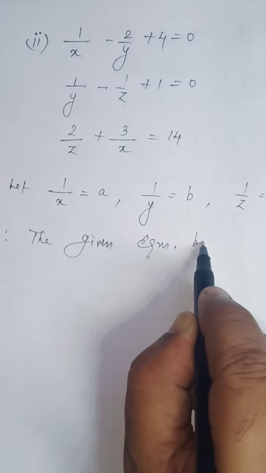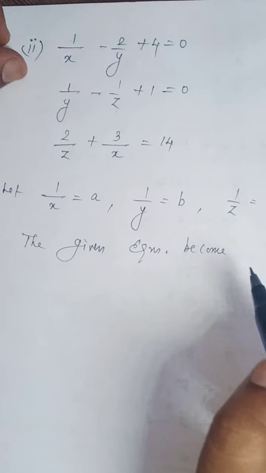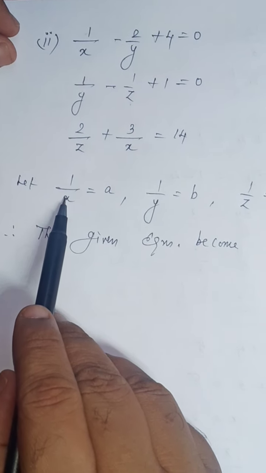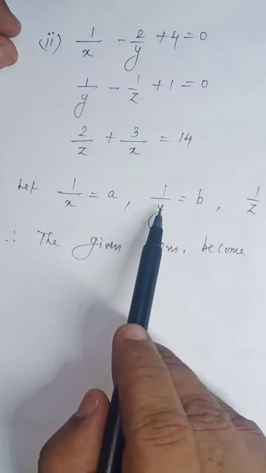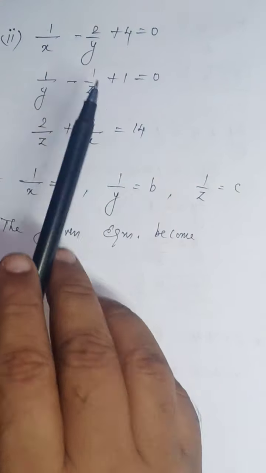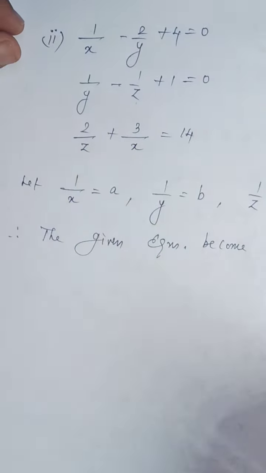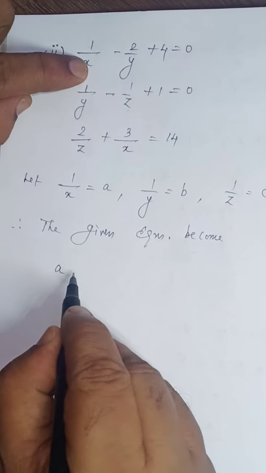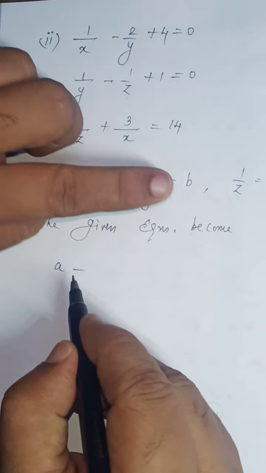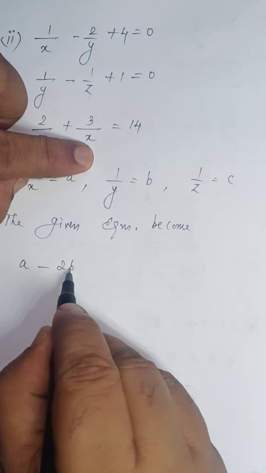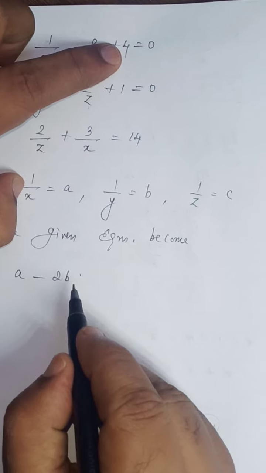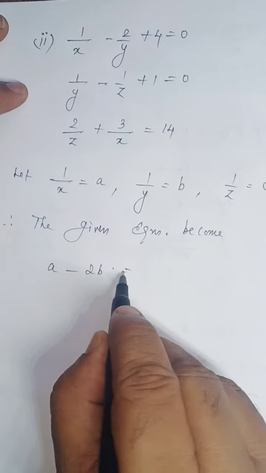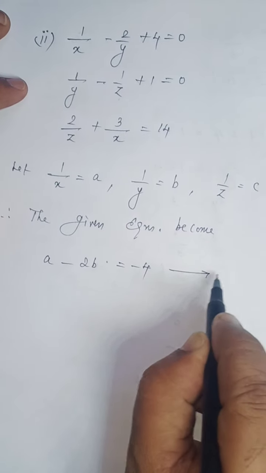equations become, so 1 by x equals 1a. If it is 2 by x, you have to write 2a. Like that. 1 by y equals 1b means 2 by y is 2b. Like that you have to write. Okay. So given equation 1 by x we consider as a minus 2 by y, that is equal to 2b, plus 4 constant. The constant can be retained in the right hand side. So plus 4, when it comes to right hand side you have to write minus 4. That is equation number 1.